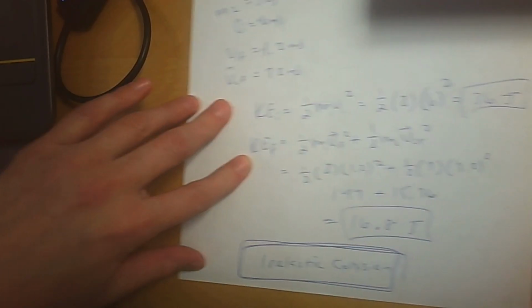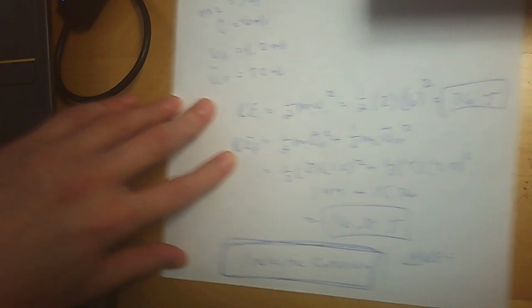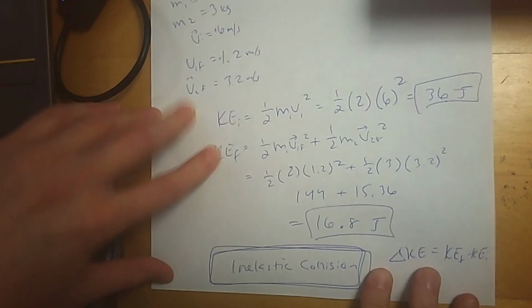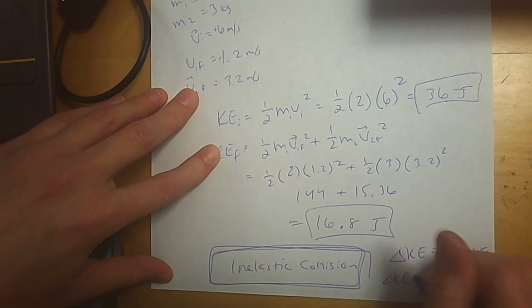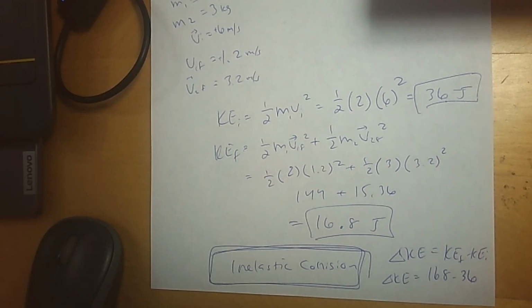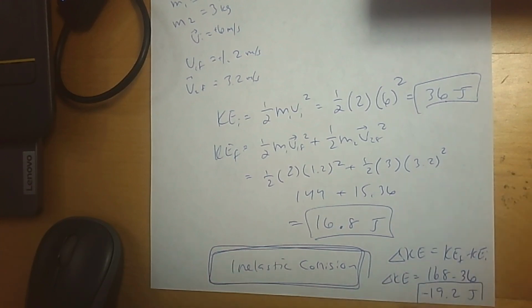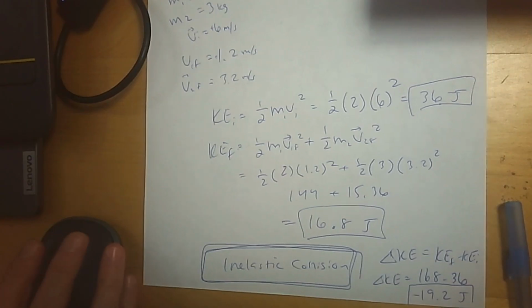And if I wanted to find the change in kinetic energy, that would be KE final minus KE initial. It can be useful to find the change in kinetic energy often. So 16.8 minus 36, which would be 19.2 lost. So there was 19.2 joules of energy lost in this collision. And of course, by lost, I don't mean it disappeared. I mean it was transferred into a different type of energy.